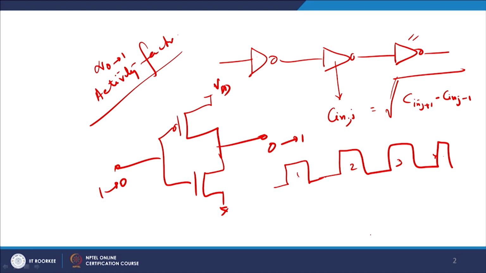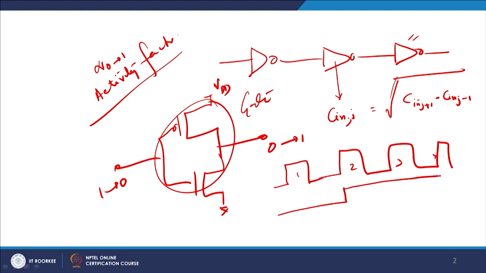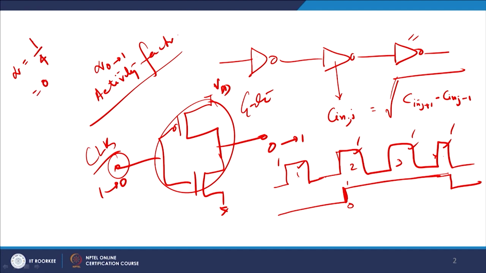Now, I have a structure which is not an inverter, but some very complex gate with this output, which means that for every 4 clock cycles, with this clock I am giving, my output shows a 0 to 1 transition only in the second clock cycle, and then 1 to 0 in the fourth clock cycle. So for every 4 clock cycles, there is only one 0 to 1 transition. Then we define alpha to be equal to 1 by 4, which is equal to 0.25.